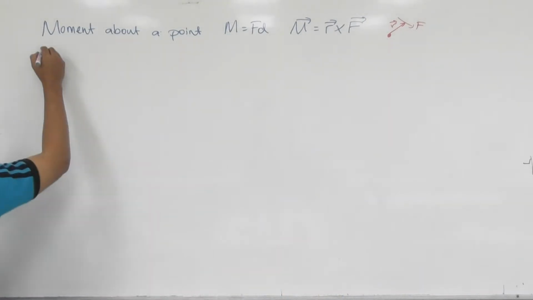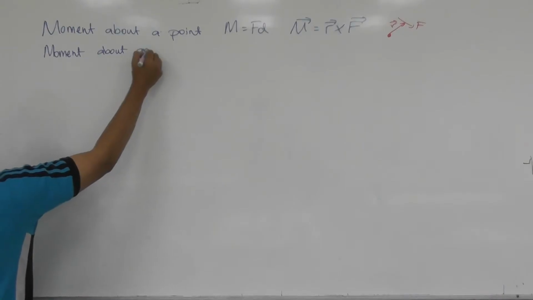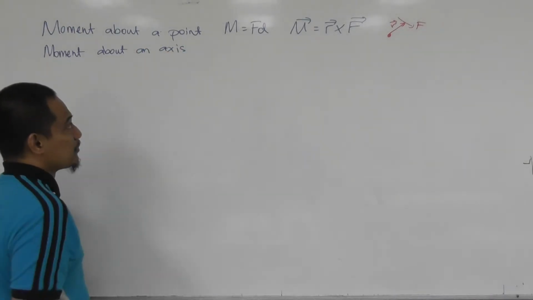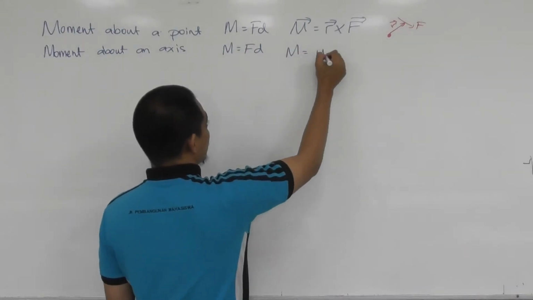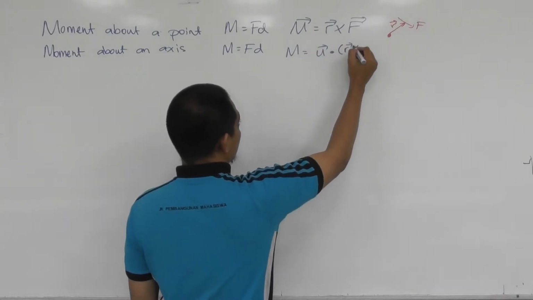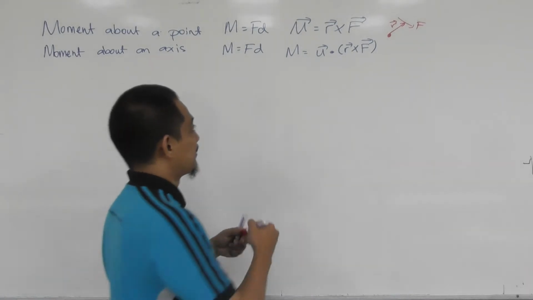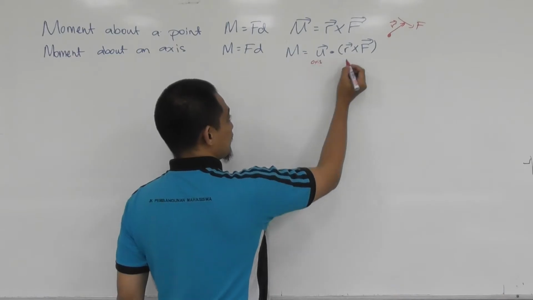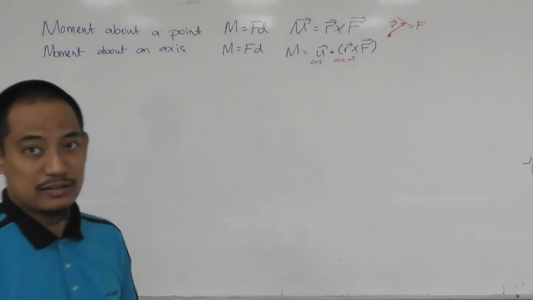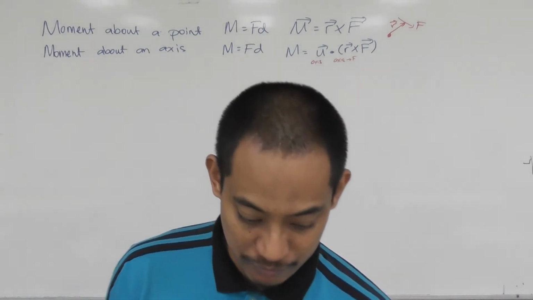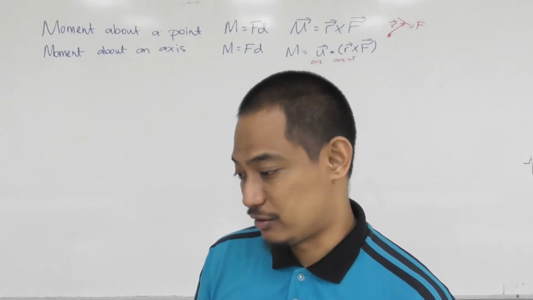And then we have covered also moment about an axis, right? So in terms of scalar, the equation is always the same. In terms of vector, it will be u dot r cross F, right? And of course, this u is for the axis, and this r is from axis to the force, and F is obviously the force, right? So that's what we have covered before, and for this one we will learn a new thing, which is moment of a couple, right?